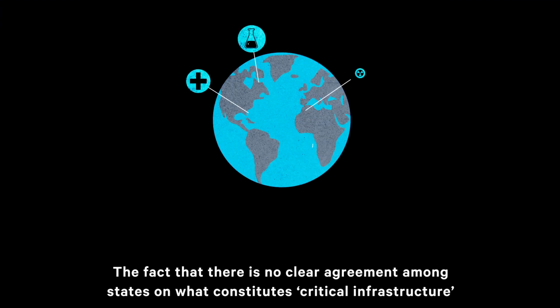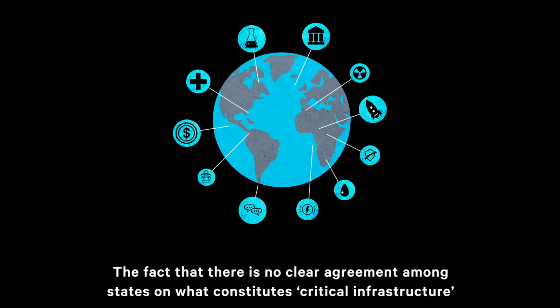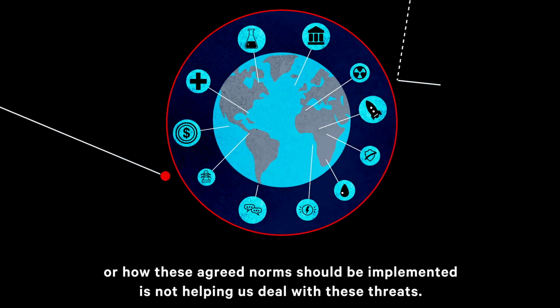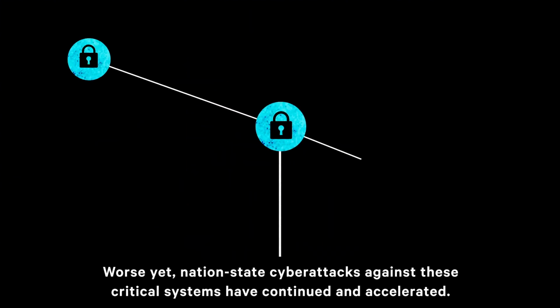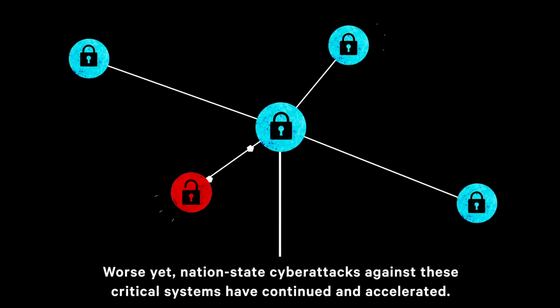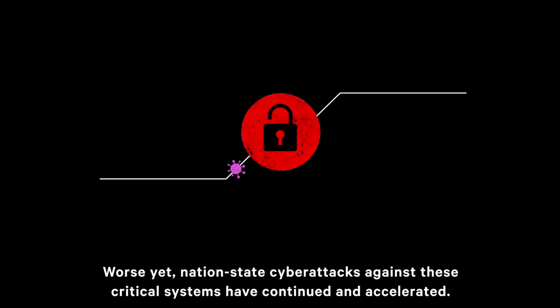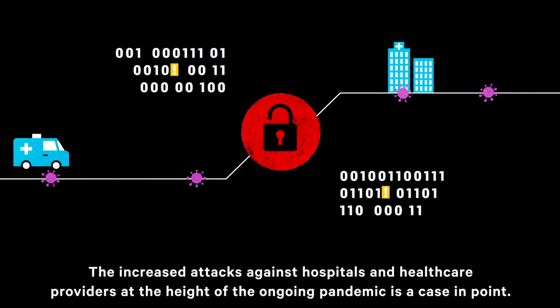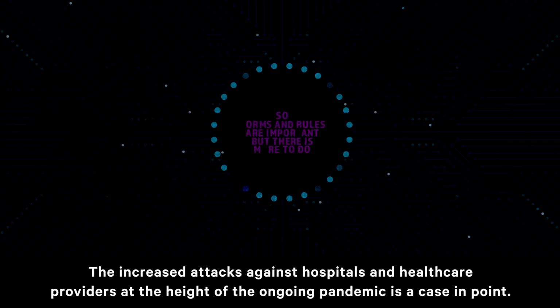The fact that there is no clear agreement among states on what constitutes critical infrastructure or how these agreed norms should be implemented is not helping us deal with these threats. Worse yet, nation-state cyber attacks against these critical systems have continued and accelerated. The increased attacks against hospitals and healthcare providers in the height of the ongoing pandemic is a case in point.